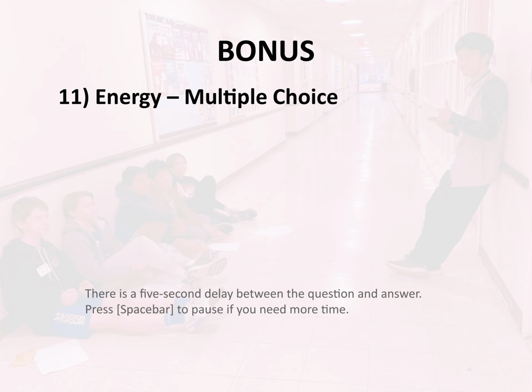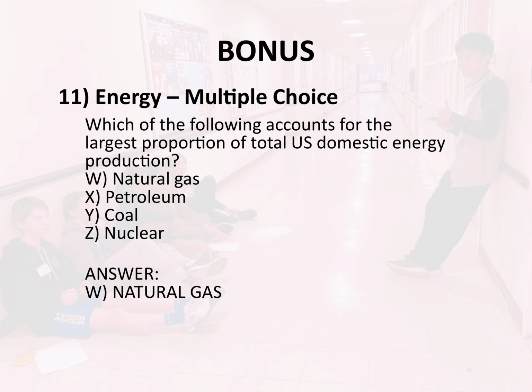Bonus 11. Energy, multiple choice. Which of the following accounts for the largest proportion of total U.S. domestic energy production? W. Natural gas. X. Petroleum. Y. Coal. Z. Nuclear. Answer: W. Natural gas.